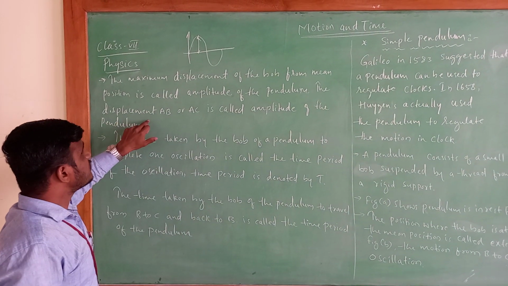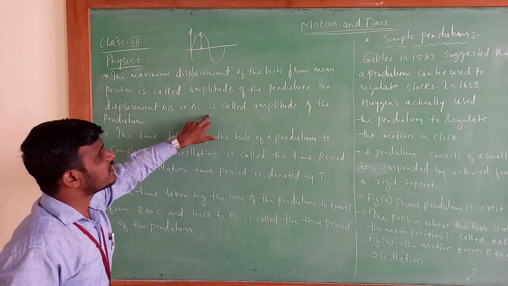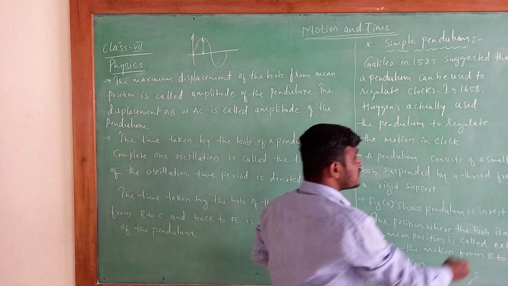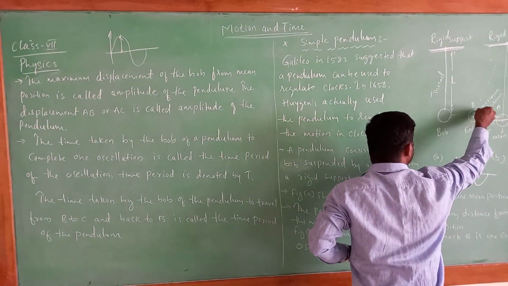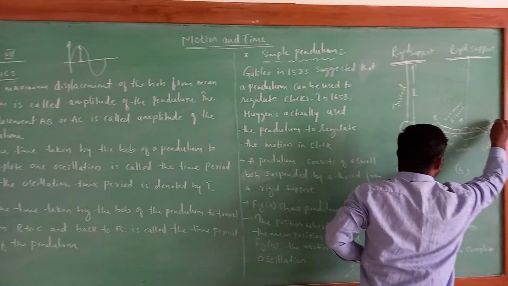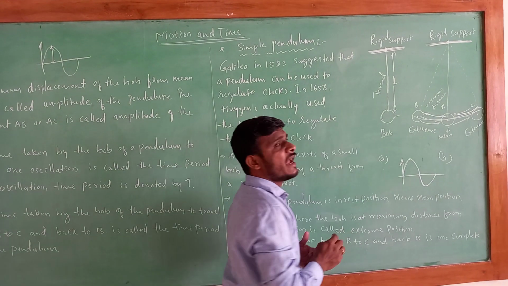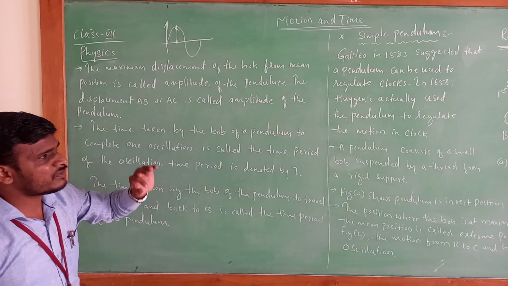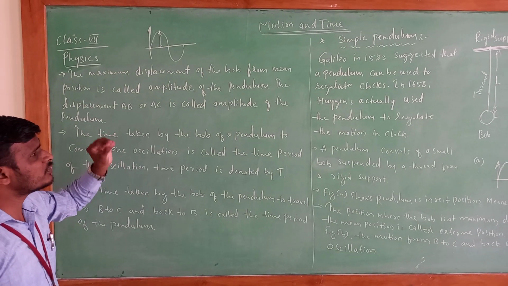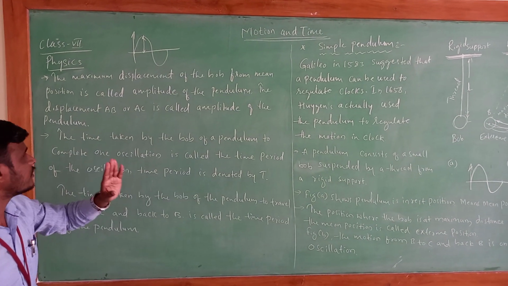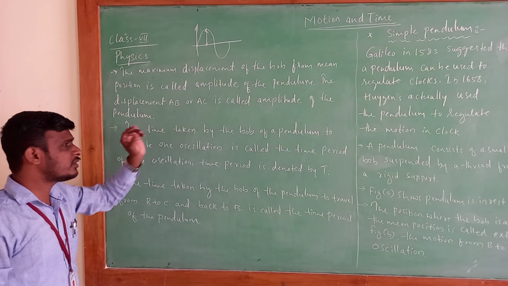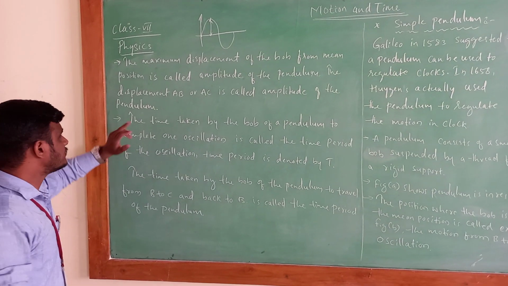The displacement AB and AC is called the amplitude of the pendulum. In the diagram, from here to here displacement, and from here to here displacement, we call the amplitude, right? The maximum displacement from the mean position to the extreme position we call the amplitude. So here the displacement AB and AC we call the amplitude of the pendulum, right?